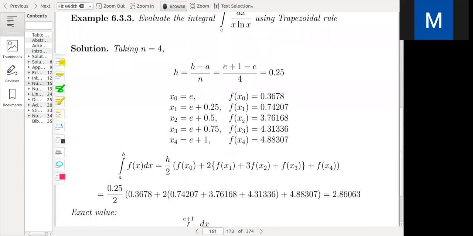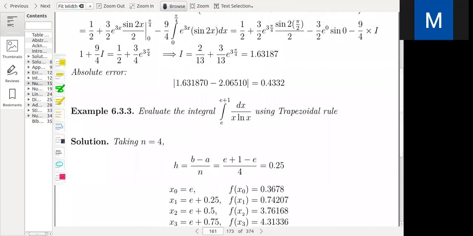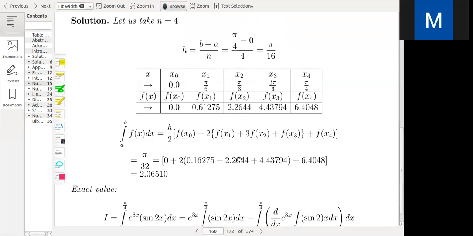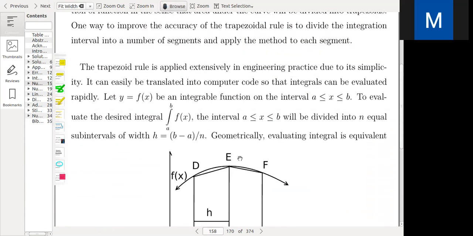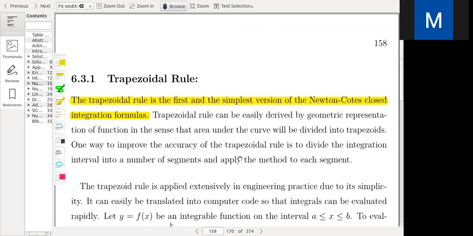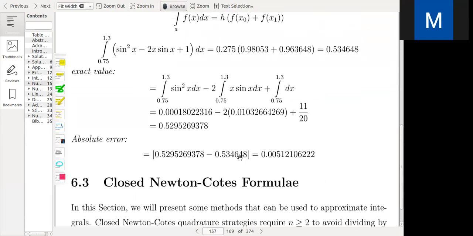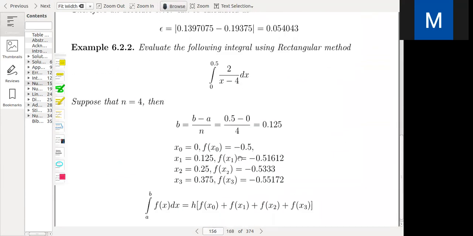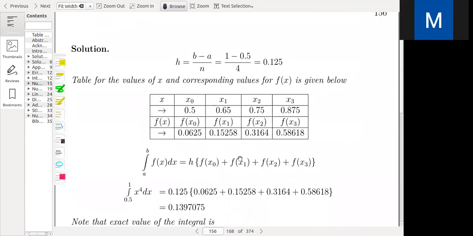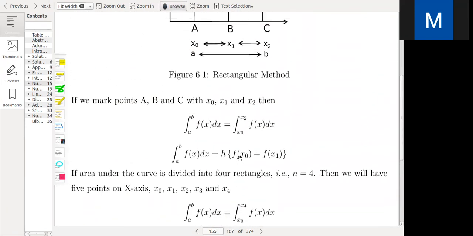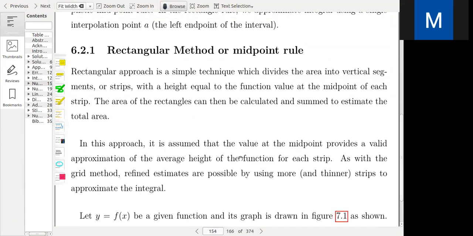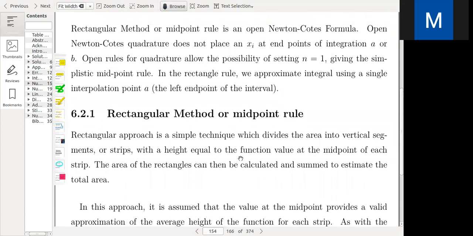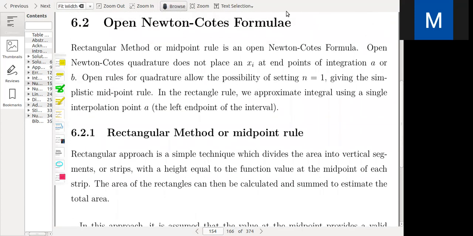these values of the function. So this is the trapezoidal rule. In this lecture, we have discussed the rectangular rule and the trapezoidal rule, and we have solved different problems to understand how the rectangular rule or midpoint rule works. So I hope it is not difficult to understand.